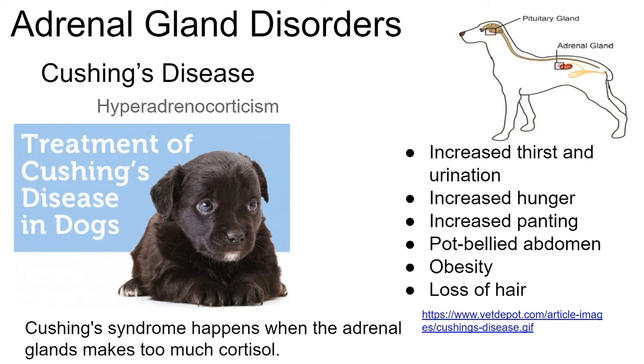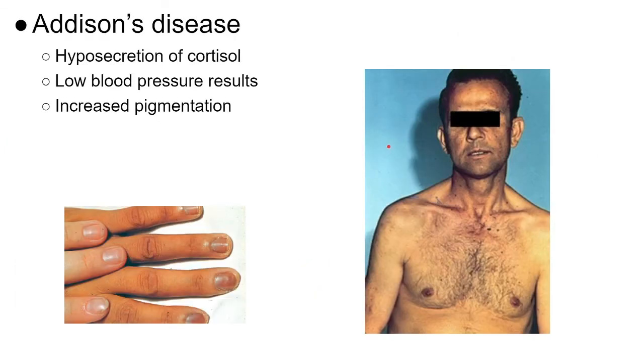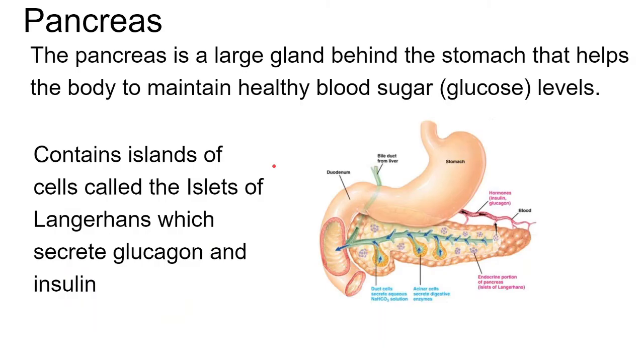Cushing's syndrome happens when the adrenal glands make too much cortisol. So once again, hyper means high, so it's making too much. In humans, when you don't have enough cortisol, you can end up with something called Addison's disease. This results in low blood pressure and can result in increased pigmentation. There are other things that are associated with Addison's disease that can occur as well.